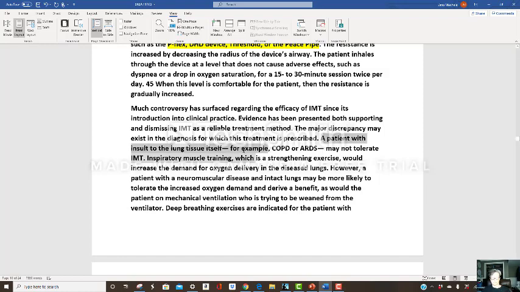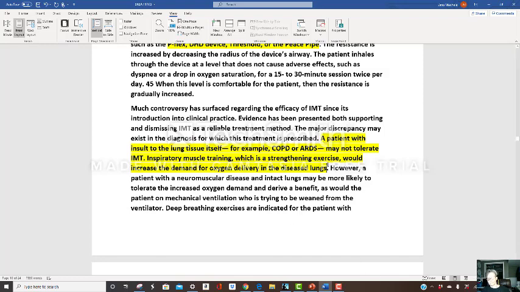Inspiratory muscle training, which is a strengthening exercise, would increase the demand for oxygen delivery in the diseased lungs. However, a patient with a neuromuscular disease and intact lungs may be more likely to tolerate the increased oxygen demand and derive a benefit, as would the patient on mechanical ventilation who is trying to be weaned from the ventilator.